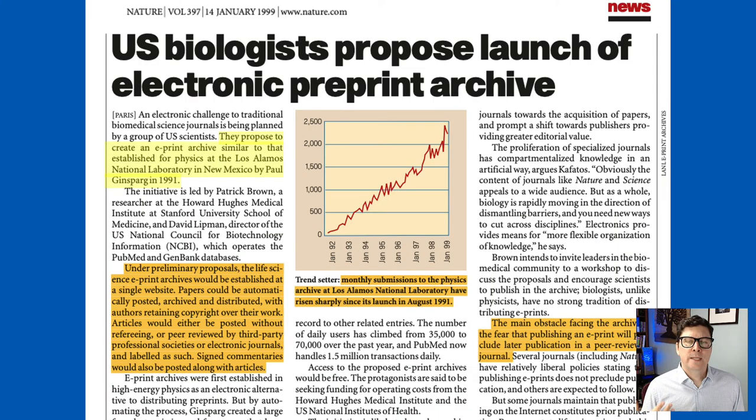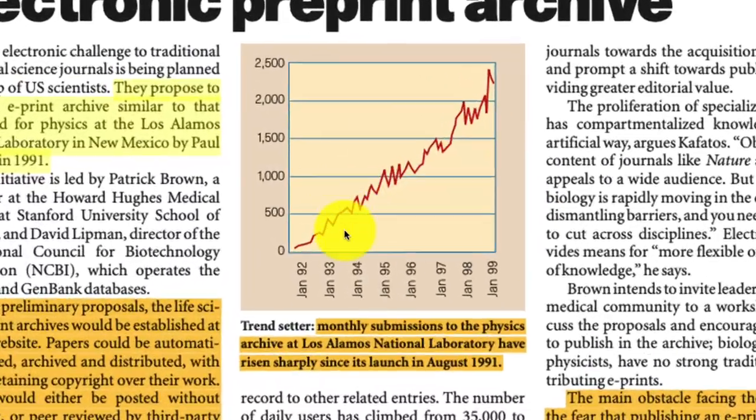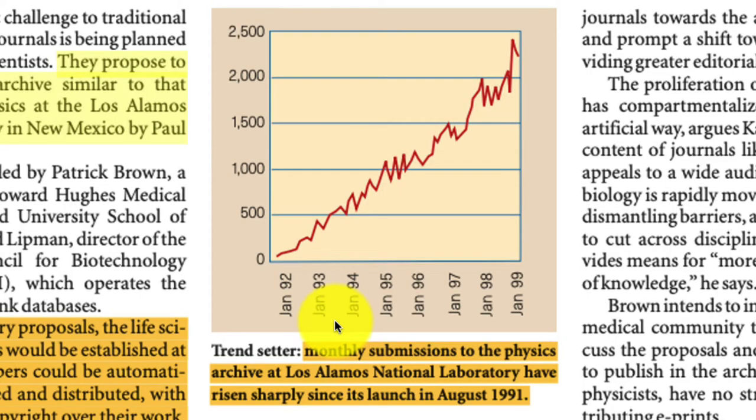Now, let's look at the adoption rate of preprints. Let's go back to this article from 1999 and look at this graph right in the middle of the slide here that shows the monthly submissions to the physics archive from 1992 to 1999. And you can see that there's quite a steep slope on this submission rate.